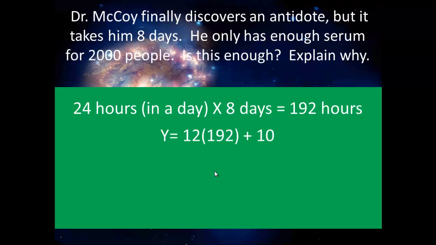So we can plug that in for our x since x equals the number of hours. So then we get y equals 12 times 192 plus 10. 12 times 192 is 2,304. Then we add 10 and we get 2,314.